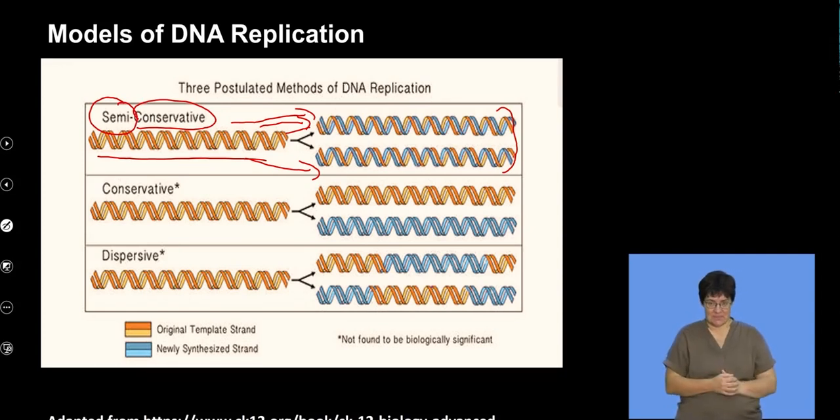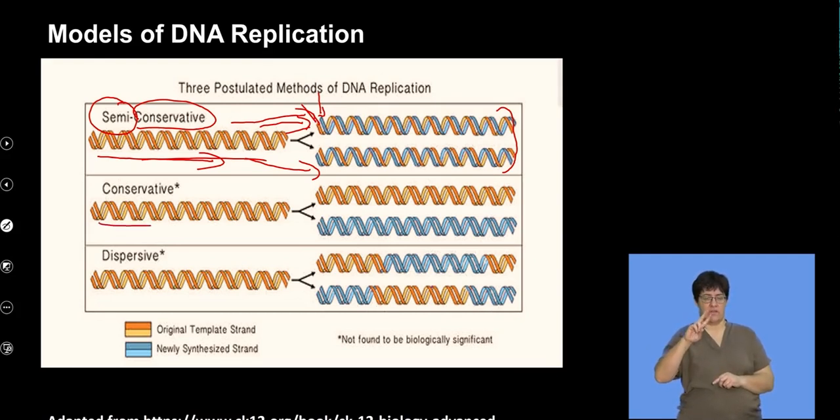So at the end of this process of replication using the semi-conservative model, we have two new strands, and each of these strands has a copy of the old strand and a new complementary strand. And so this is referred to as the semi-conservative model.